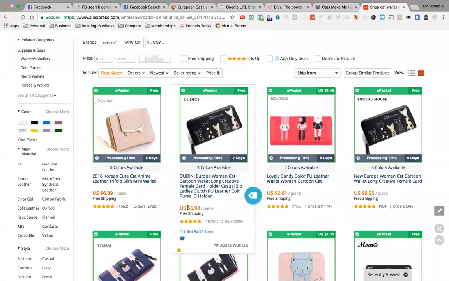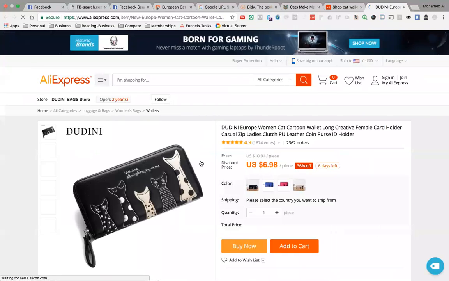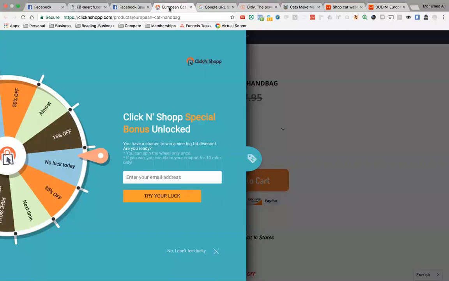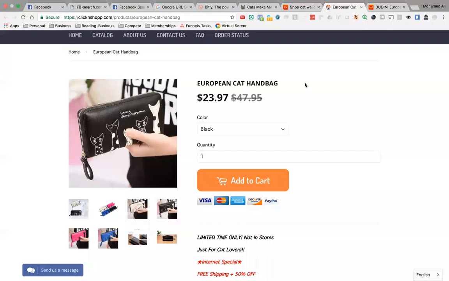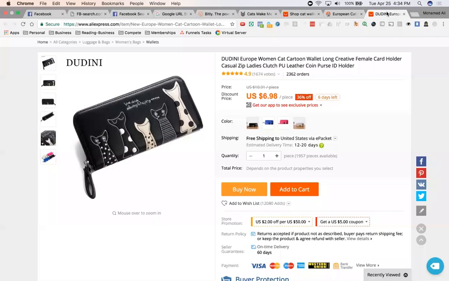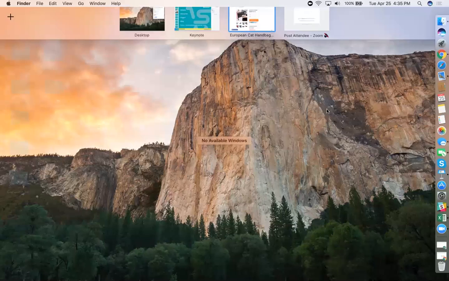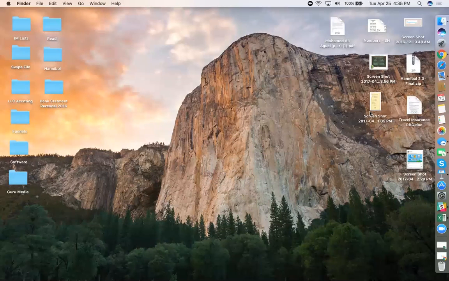So how much is this? $6.98. Let me open it here for you. So that's $6.98. Someone is selling it for how much? How do you close this? For $23.97. Do you guys see the power in this? When you buy something for $7 and you sell it for $24, which is almost 4 times the price? You guys see the power on that or not?